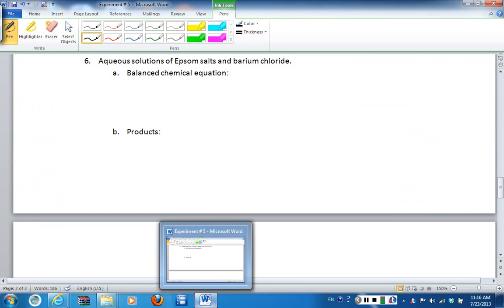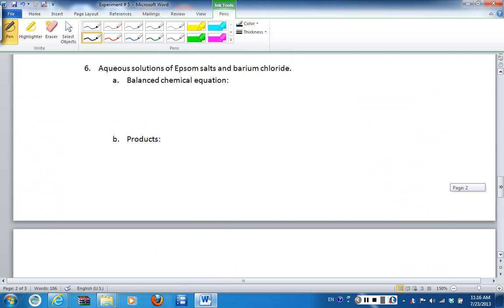Okay, so for question number 6, we are going to predict the products for aqueous solutions of Epsom salt and barium chloride and write a balanced chemical equation. So we have our starting materials.